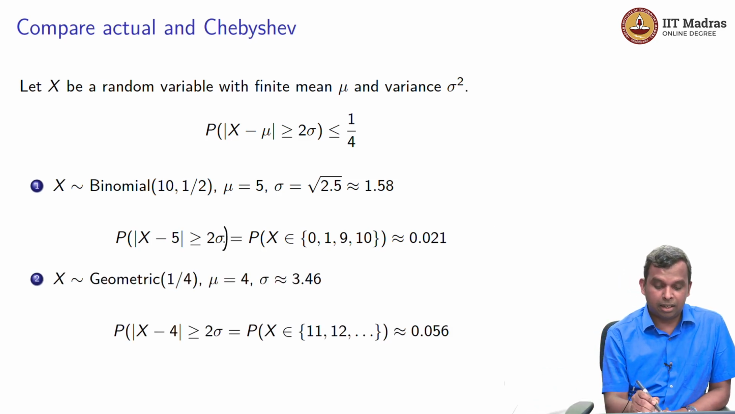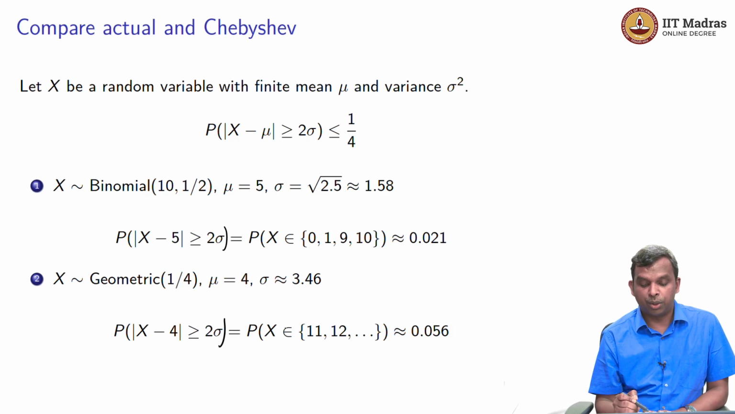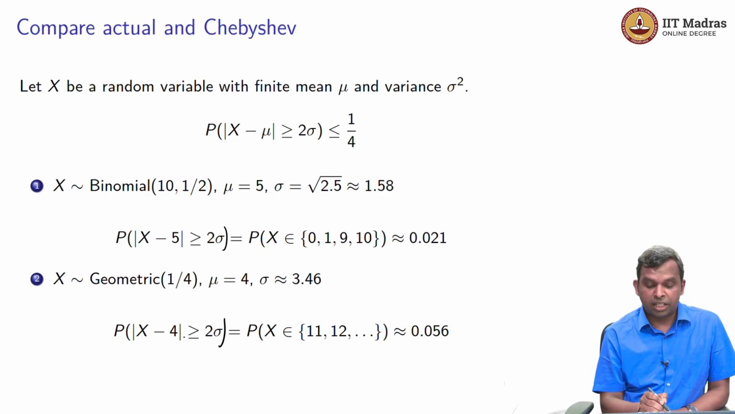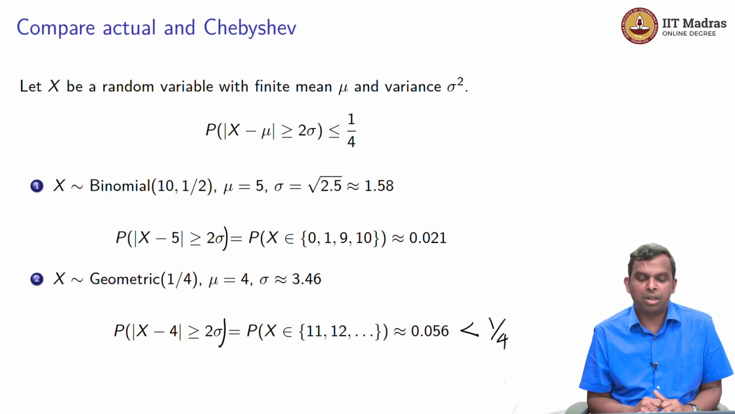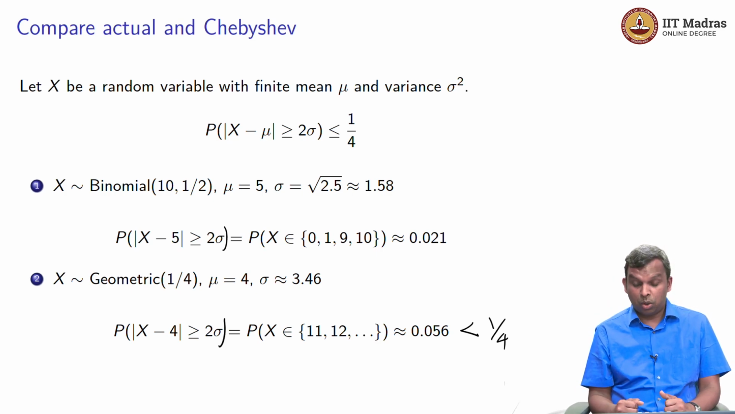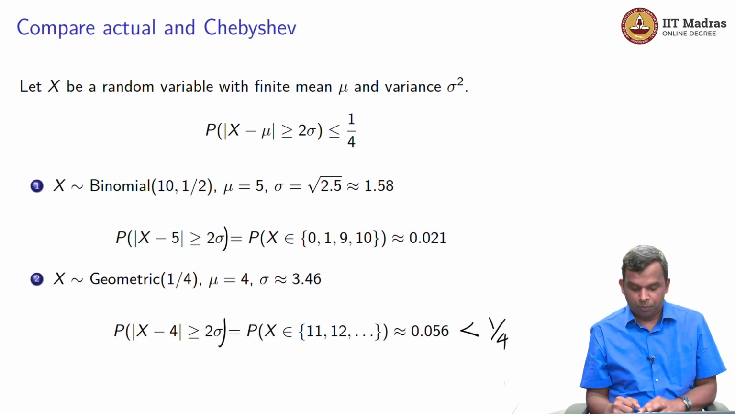If you take the geometric random variable with parameter 1/4, we know μ is 4 and σ is 3.46. It's a calculation you can do. If you compute the probability that |x − 4| ≥ 2σ, this is the probability that x belongs to 11, 12, 13, 14 and so on, and that is roughly 0.056. Once again, this is less than 1/4. So you can check that the actual probability satisfies Chebyshev's inequality. Maybe it's far from the bound predicted by Chebyshev's inequality, but at least it satisfies the bound.